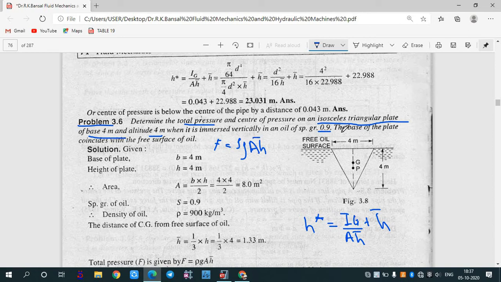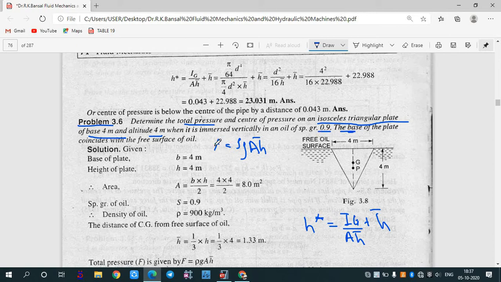Since the base of the plate is coinciding with the free surface, that is why the triangle has been drawn upside down. That is why it has been provided inverted, because it is clearly mentioned here that the base of the triangular plate is coinciding with the free surface.